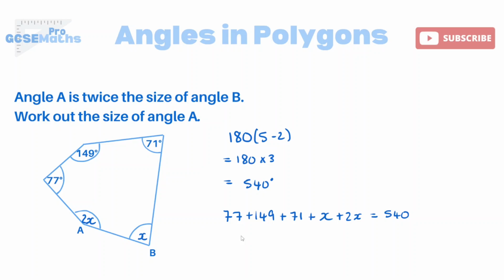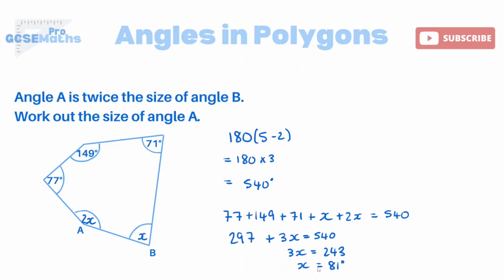So if I simplify this and collect the like terms, we get 297 plus 3x. It's literally just an equation, so I just need to solve this. So 3x is therefore equal to 243, and then divide by 3, x is 81.